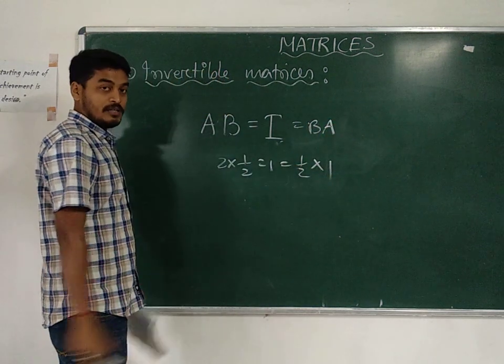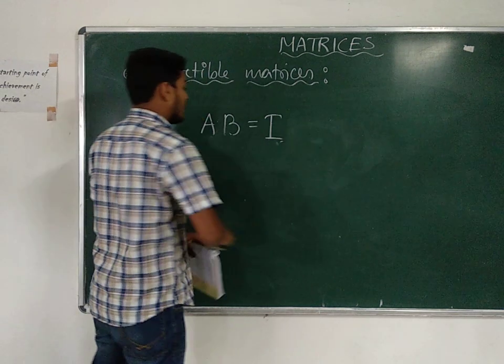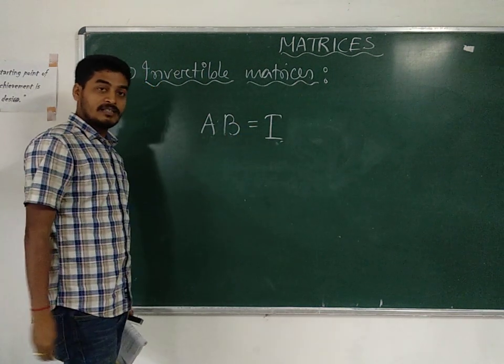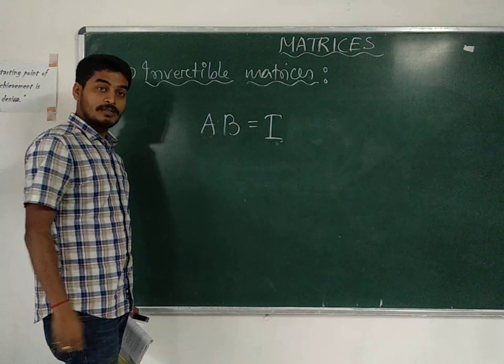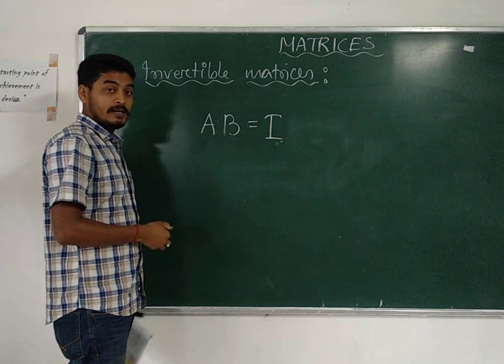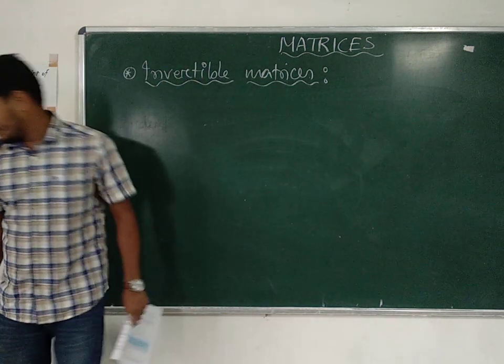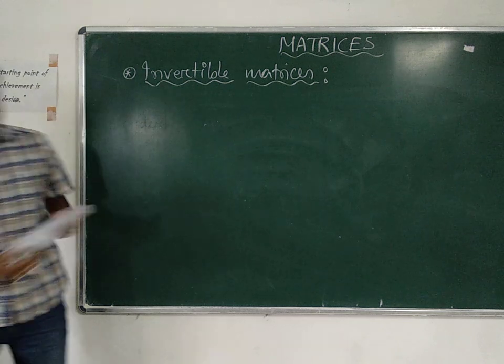Okay, so let me define first. Remember, if the multiplication of two matrices is an identity matrix, one of them is known as the inverse of the other, but they should be commutative also. AB should exist along with BA. Both AB and BA have to exist. Okay, so let me write down the definition of an invertible matrix.